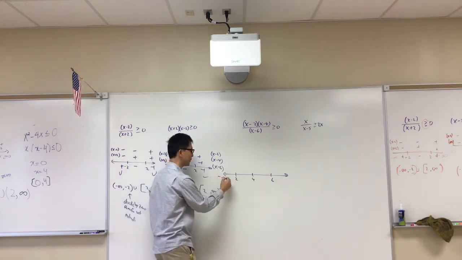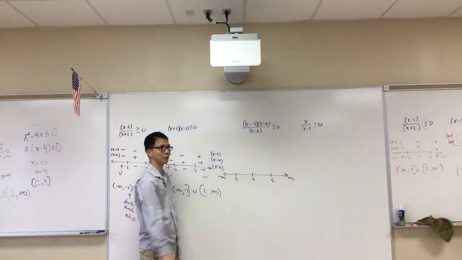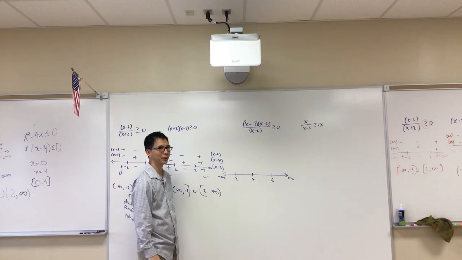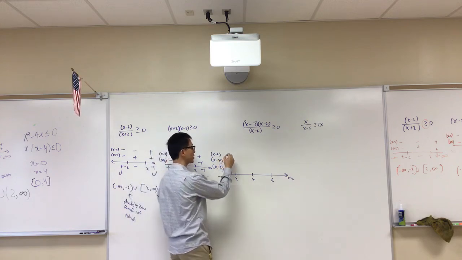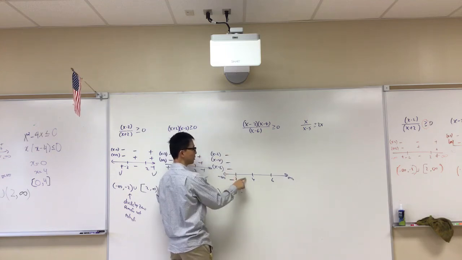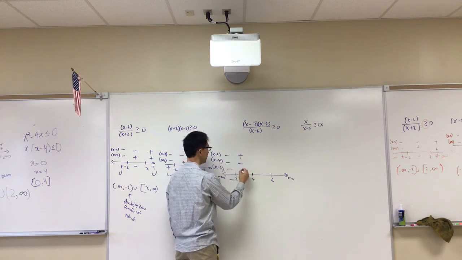Negative infinity to infinity. Pick a number between negative infinity and 2. Pick an easier number, like 0. So this one's going to be negative, negative, negative, which is negative. Again, 3: positive, negative, negative, which is positive.